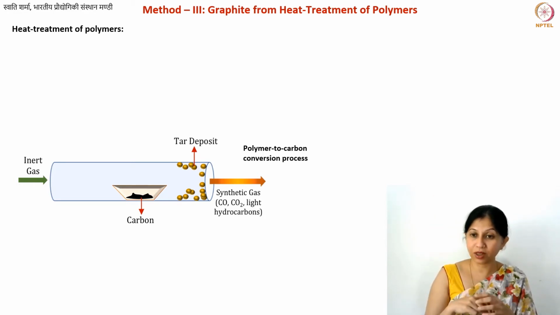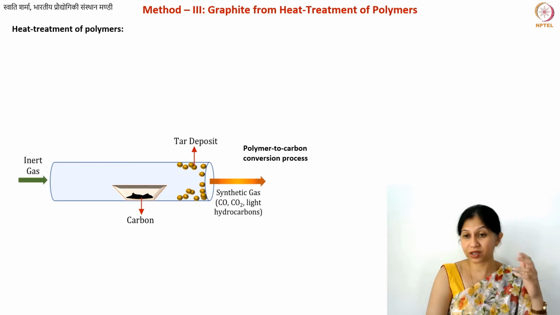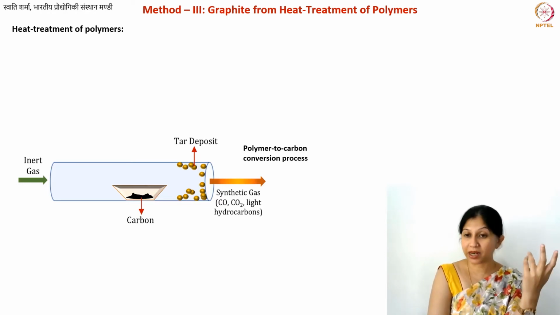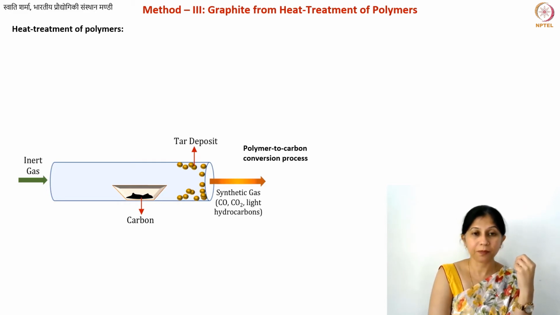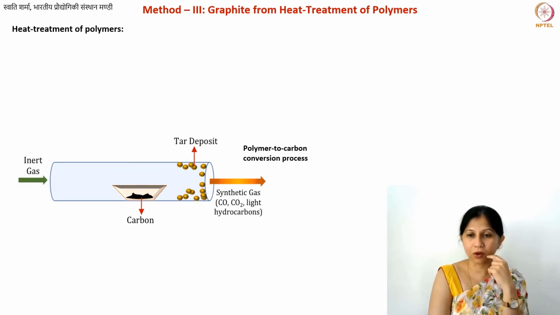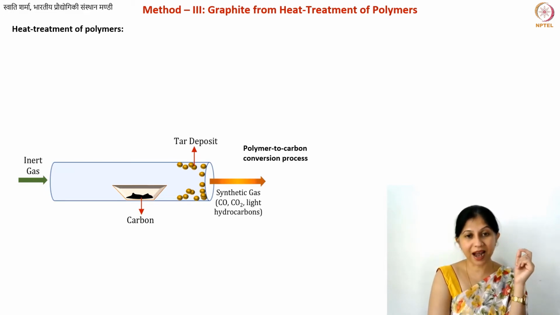So you will have good thermal insulation so that the surface temperature is always maintained below 150, typically 100. Below 100 is good. So this is the schematic. Now you see in that little sample holder, I say carbon. So this was not initially carbon, this was a polymer.